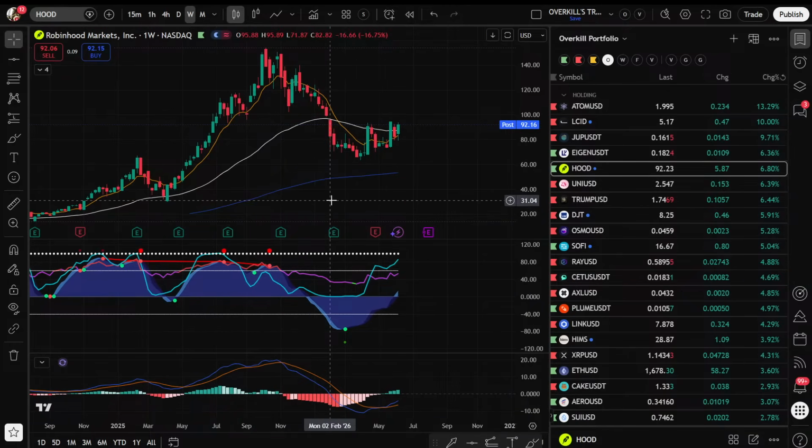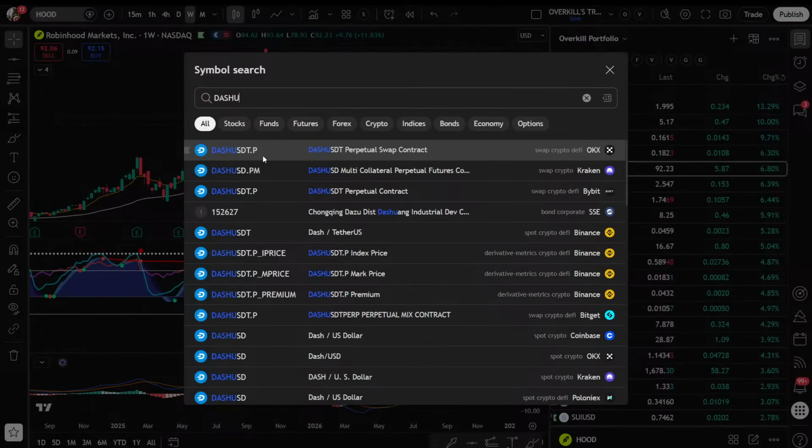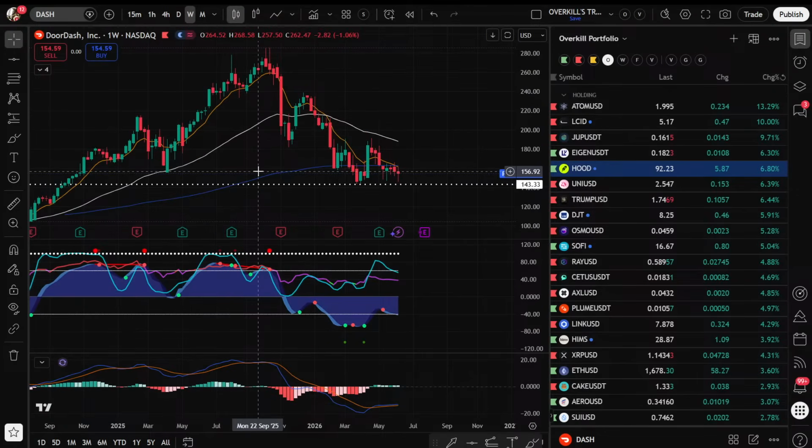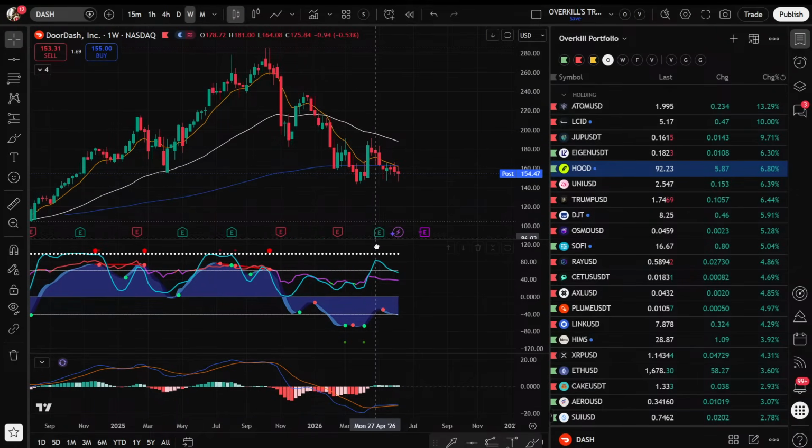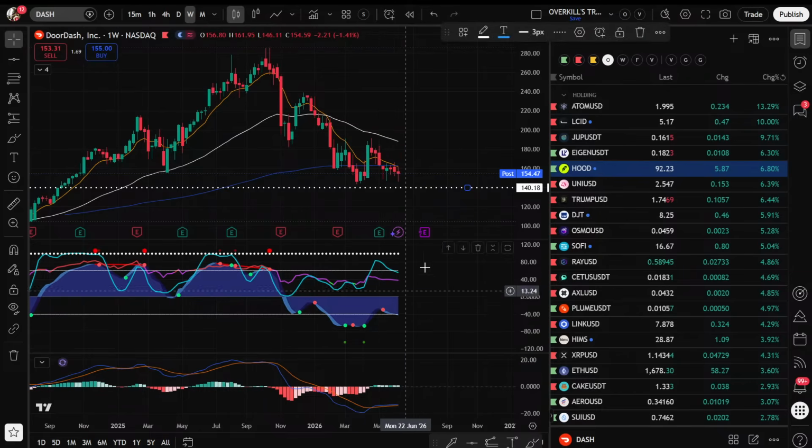I see one here from Mark in the chat for Dash. If I miss your guys' request, just go ahead and drop it again. There's nothing wrong with requesting something twice here in the chat. We get a lot of requests here. DoorDash is still red, so up above 140, I still like it. As long as it can hold on to 140, I like it.